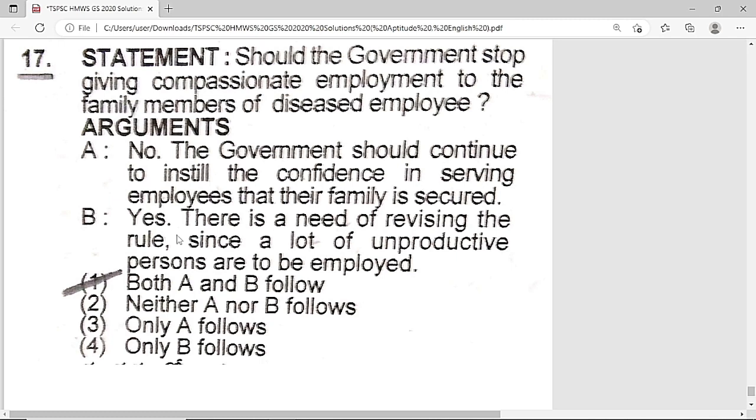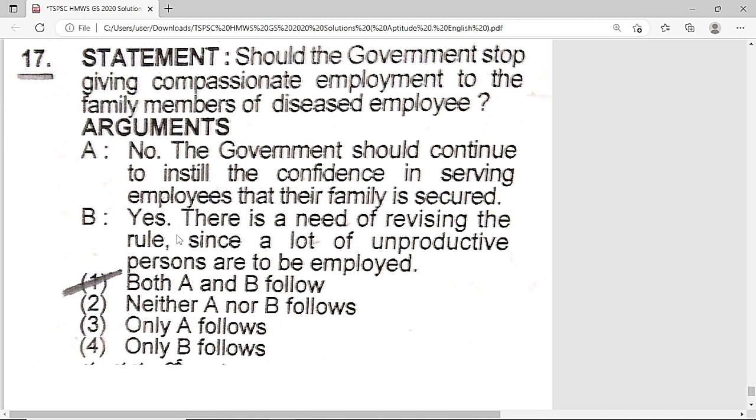See, there are two arguments. No means what is going to happen? Basically, the government employees' family members think that their family is safe, because if that person dies for some reason, their family members are going to get the job. So therefore, they are in a happy condition. Yes means what is going to happen? Yes, we need to revise. Because a lot of unproductive people are going to be employed, the employment strength is going to decrease, and the productive work is going to decrease.